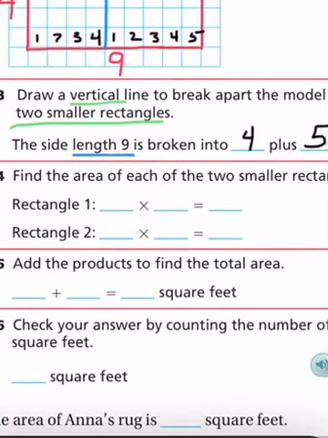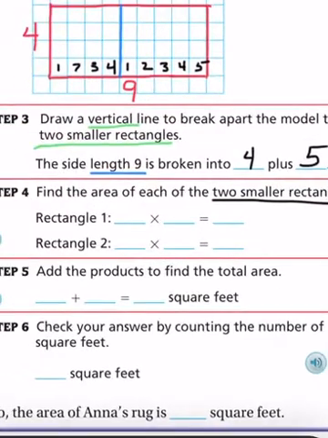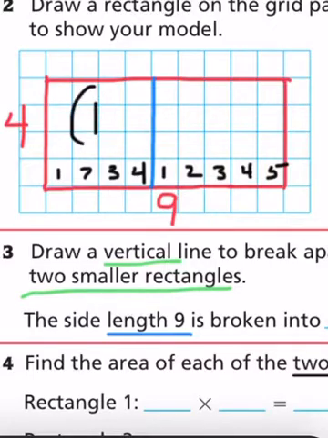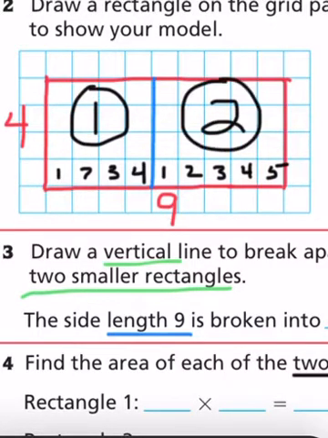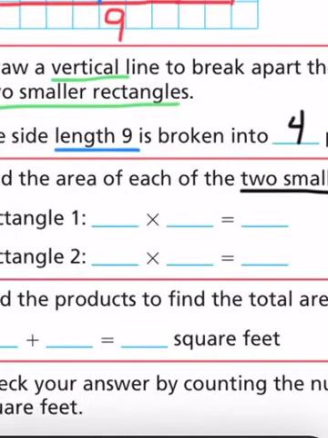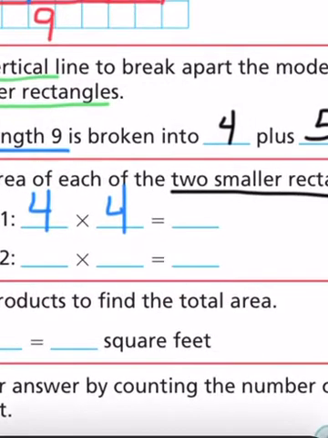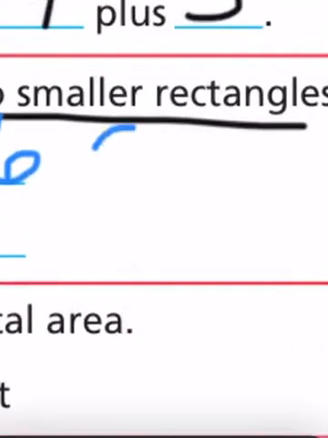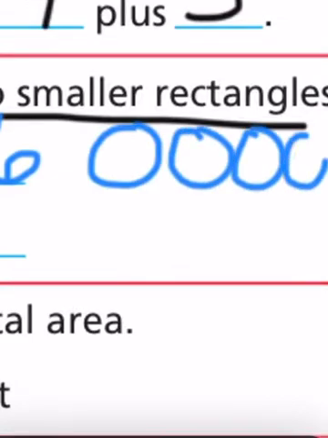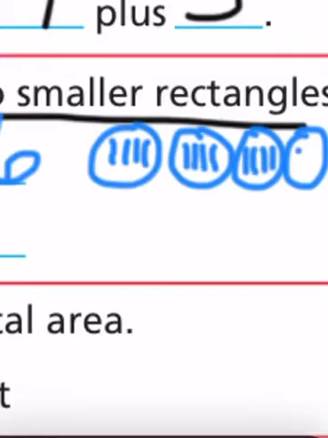So step 4, find the area of each of the 2 smaller rectangles. So smaller rectangle 1, let's call this one number 1, and we'll call this one number 2. All right. So still has a length of 4, but now I have a width of 4. So for rectangle 1, that's 4 times 4. 4 groups of 4 is 16. But again, as we keep talking, if you don't know that multiplication fact, you need to draw 4 groups of 4. Now I can count up all the tally marks or skip count by 4. 4 plus 4 is 8, plus 4 is 12, plus 4 is 16.